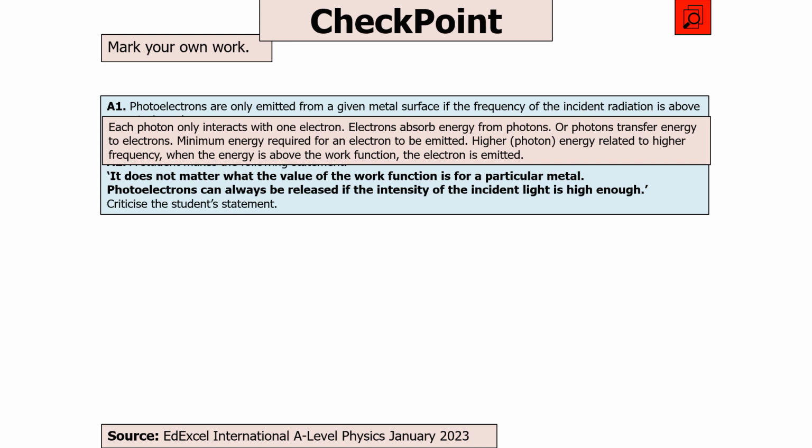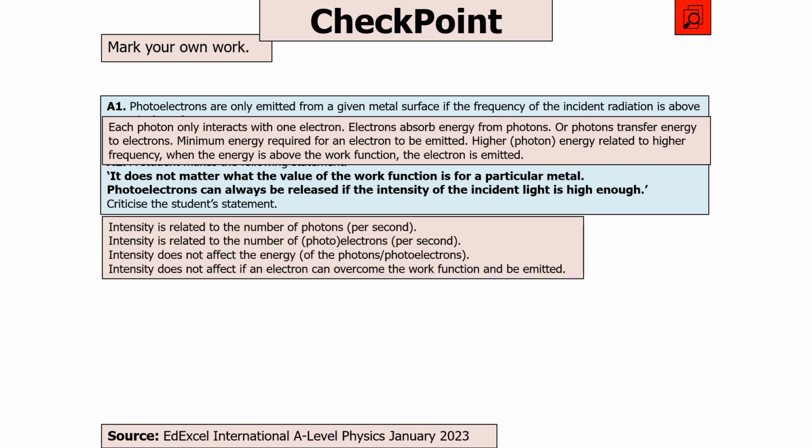Now the statement can't be right because the intensity of the incident light relates to the number of photons which are hitting the surface per second. So therefore it is related to the number of photoelectrons emitted per second, but the intensity does not affect the energy of the photon, or then the photoelectron emitted. So therefore it doesn't affect whether an electron can overcome that work function and be emitted from the material.